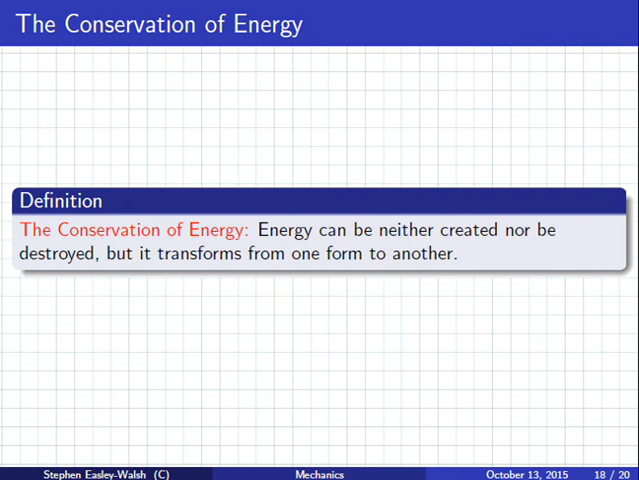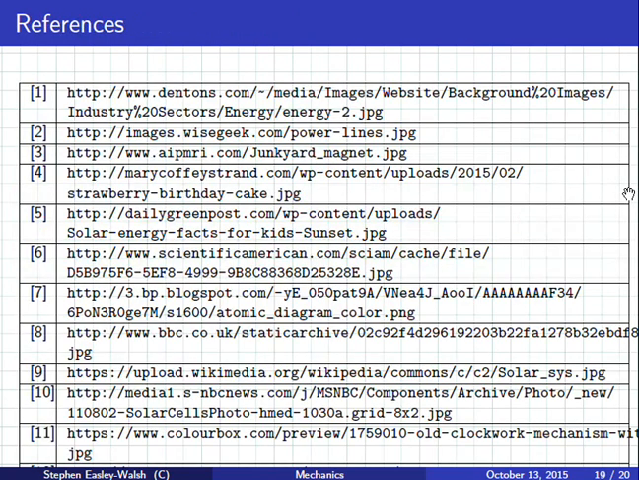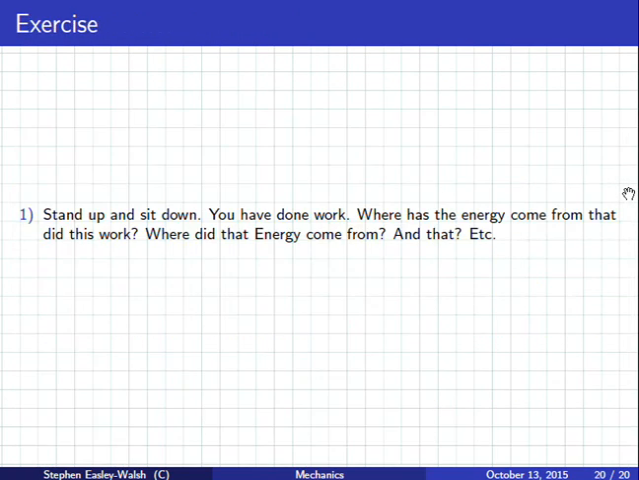Yeah. Well, where did the plants get their energy from? From the sun. Do you see what I'm saying? That you don't make energy, you just take it from something else. Okay? So, we'll just finish with this example here. This is the one question. So when you sit up and then sit down, you've done some work. Where does this energy come from?